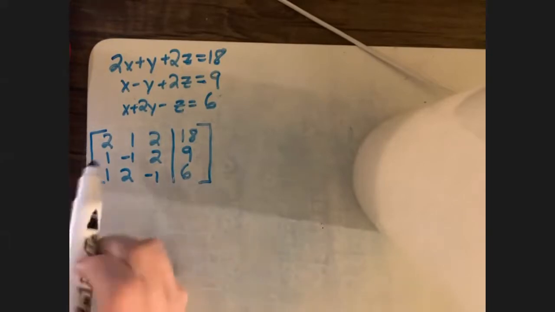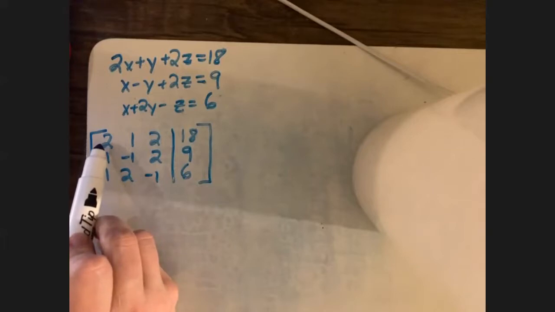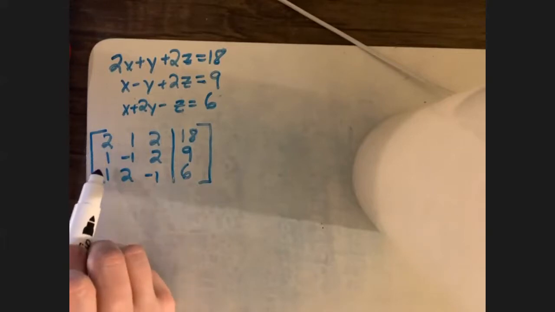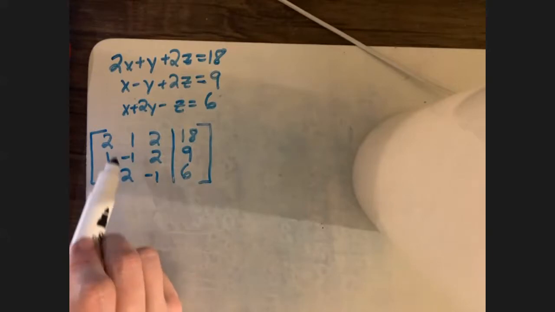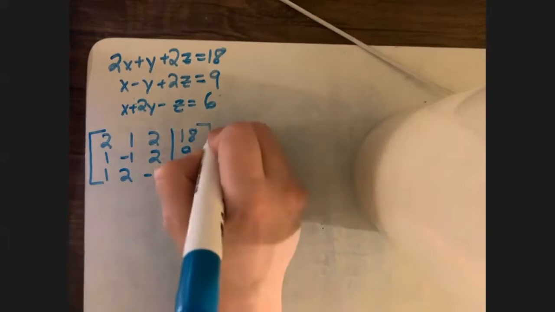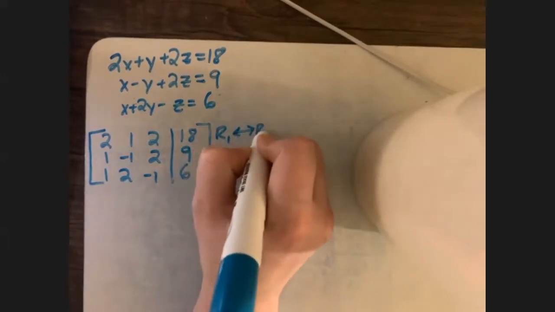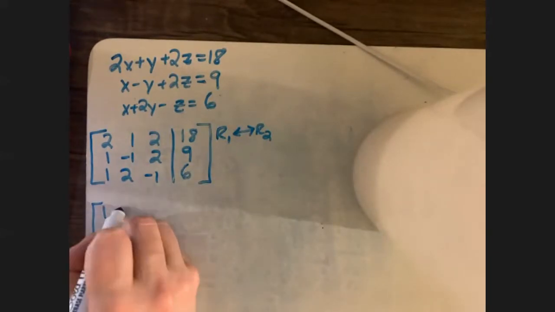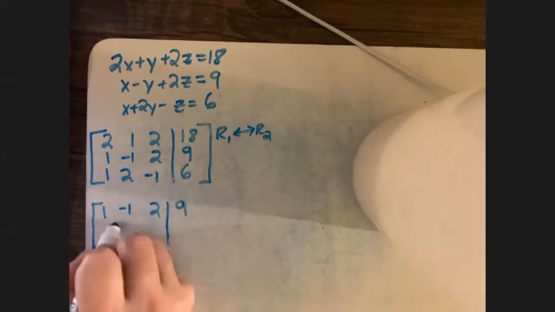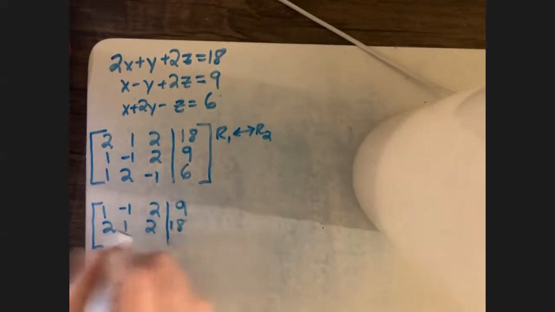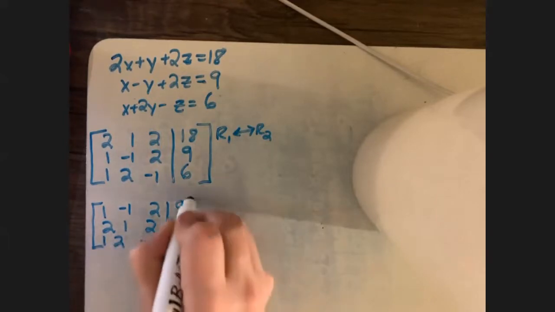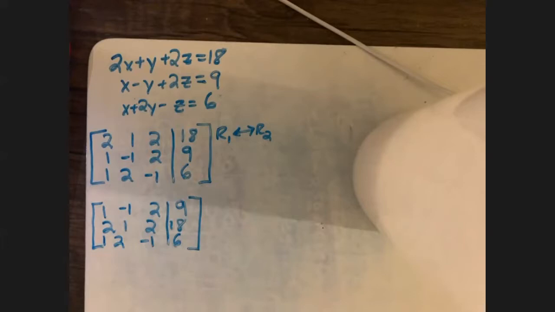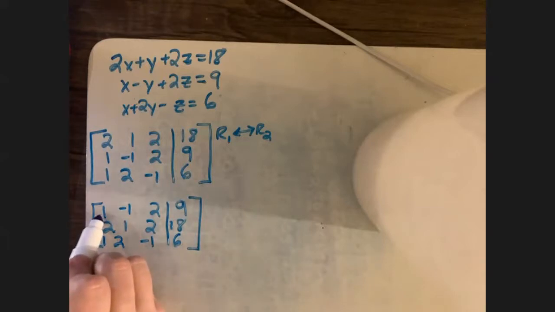Okay, now then, I need to make this a 1 in the top corner. The easiest way for me to do that is just to switch one of these other rows up into that spot. So I'm going to do row 1 switched with row 2. I'm just going to make those top 2 rows flip-flop. Okay, so now I've got my 1 in the top corner.